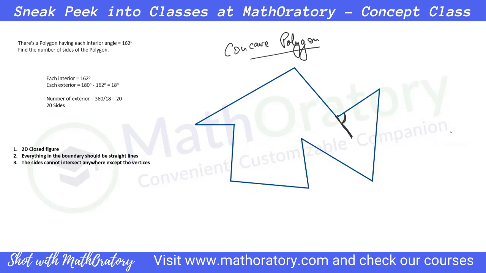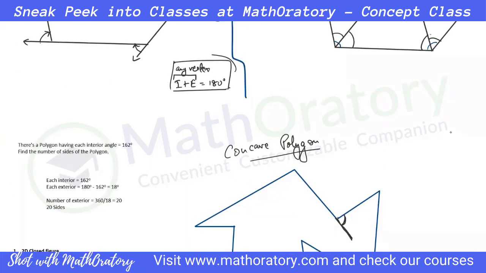Now, because this is inside the polygon, we are going to consider this as negative. So we are going to consider this exterior angle as something negative. Now, there are some more reasons behind it. I'll give you two more ways to understand this. So one of those is this one. Any vertex's interior plus exterior has to be 180 degrees.